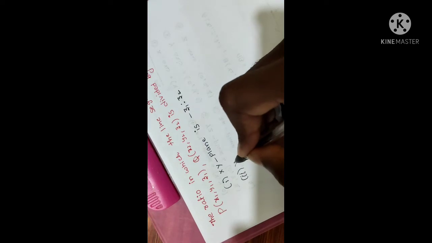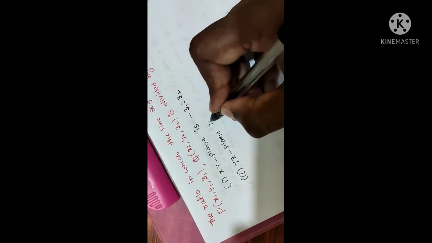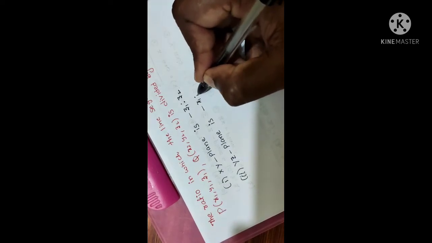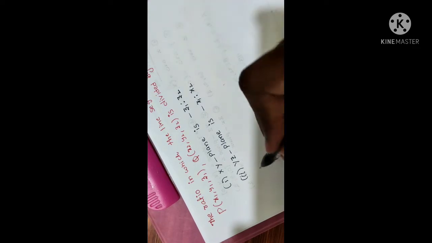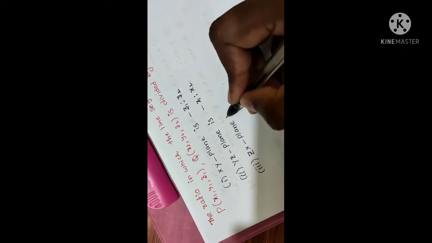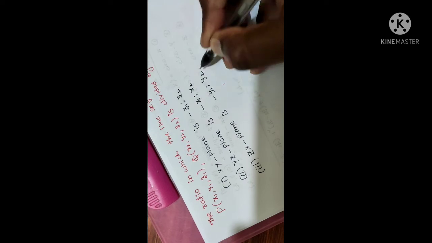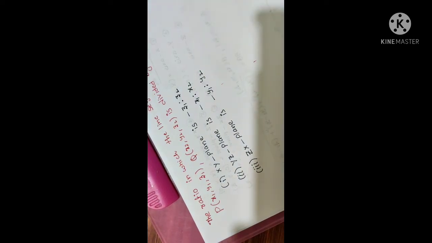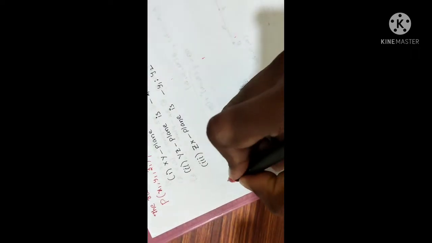Second, the yz plane is minus x1 is to x2. These are the formulas for the ratios. Third one, the zx plane is minus y1 is to y2. So these are the formulas. Next definition is direction cosines and direction ratios.